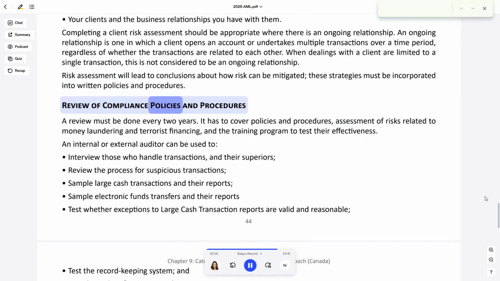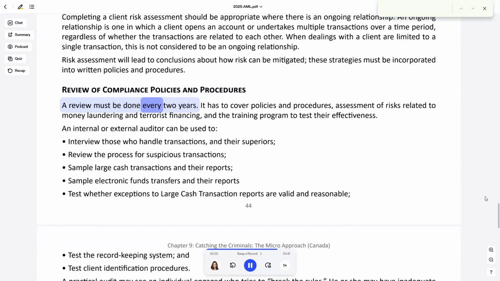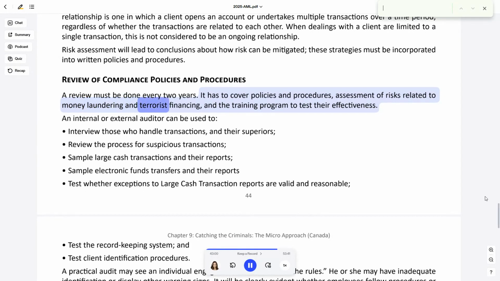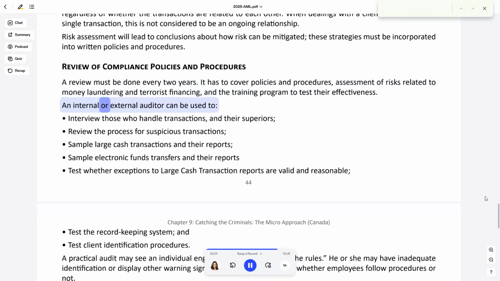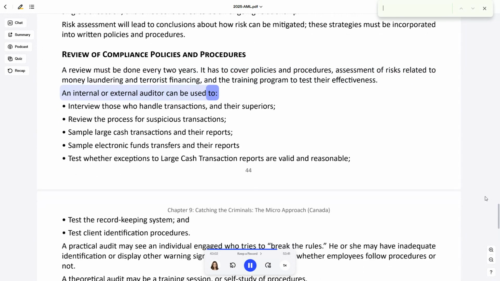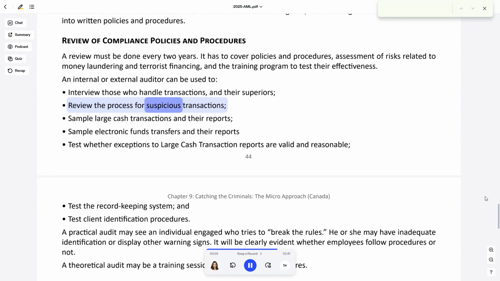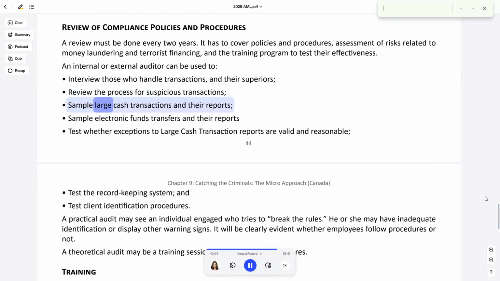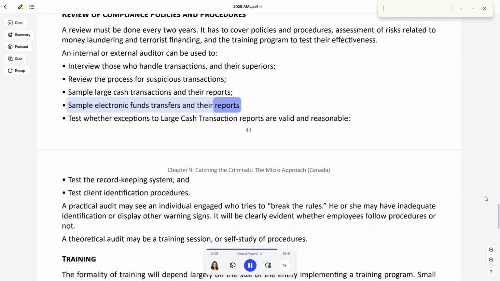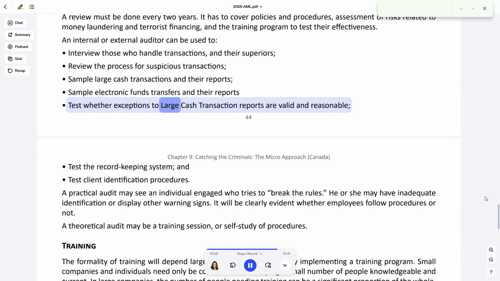Review of compliance policies and procedures. A review must be done every 2 years. It has to cover policies and procedures, assessment of risks related to money laundering and terrorist financing, and the training program to test their effectiveness. An internal or external auditor can be used to interview those who handle transactions and their superiors, review the process for suspicious transactions, sample large cash transactions and their reports, sample electronic funds transfers and their reports, and test whether exceptions to large cash transaction reports are valid and reasonable.